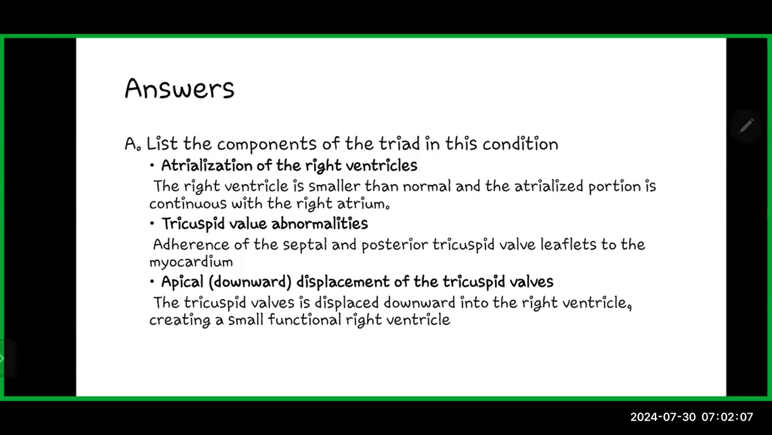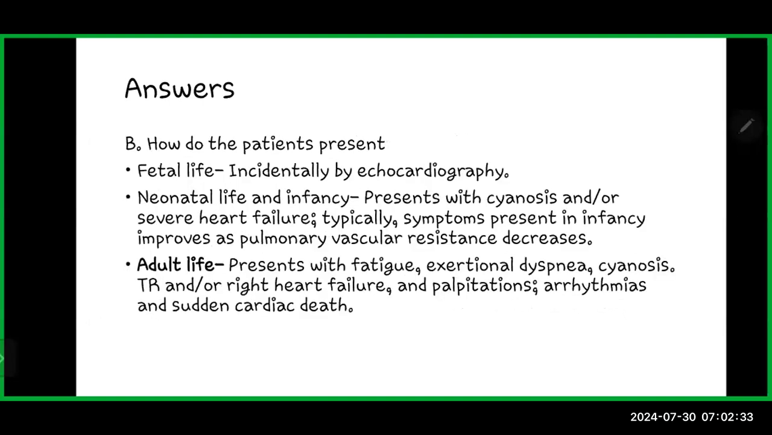Answering the first question, list the components of the triad in this condition. The 3 major components in this triad are the atrialization of the right ventricle, the tricuspid valve abnormalities, which consist of the adherence of the septal and posterior valve leaflets to the myocardium, then apical downwards displacement of the tricuspid valve.